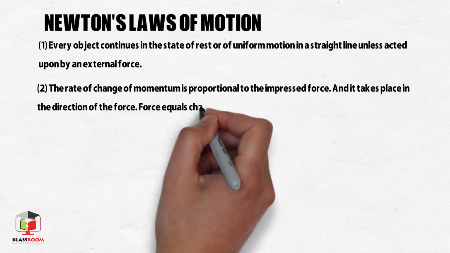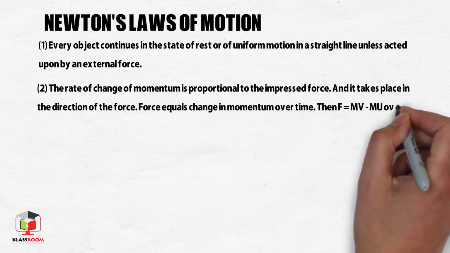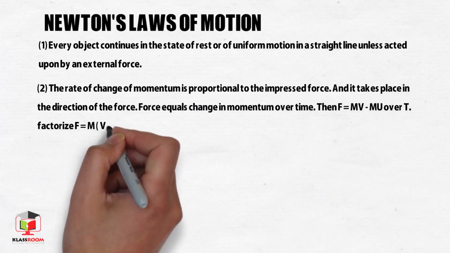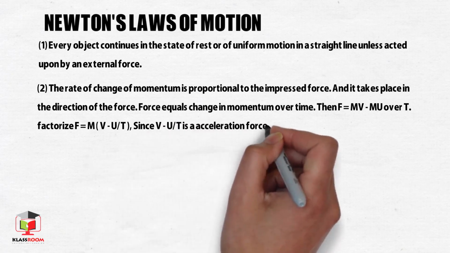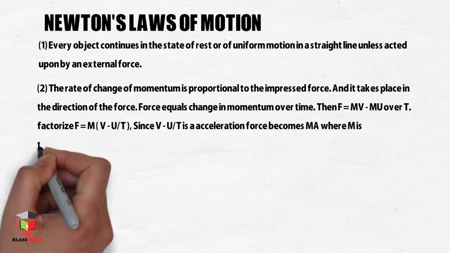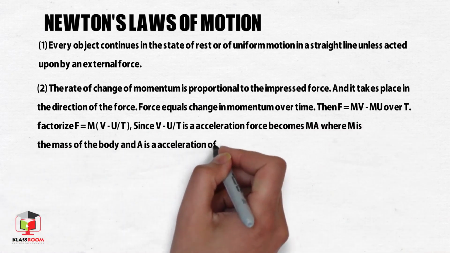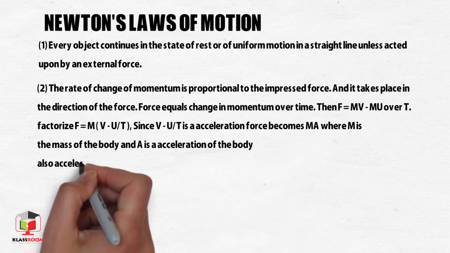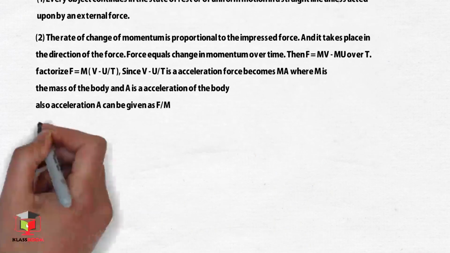Force equals change in momentum over time. Then F equals (mv minus mu) over t. We factorize: F equals m times (v minus u) over t. Since (v minus u) over t is acceleration, force becomes ma, where m is the mass of the body and a is the acceleration of the body. Also, acceleration a can be given as F over m.